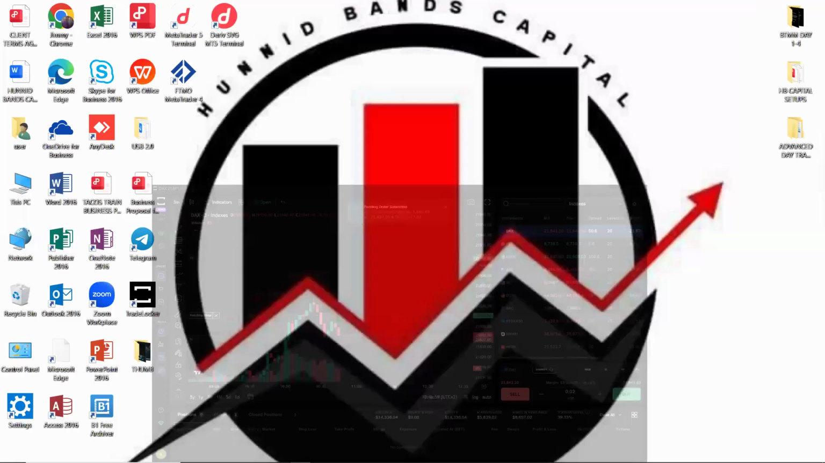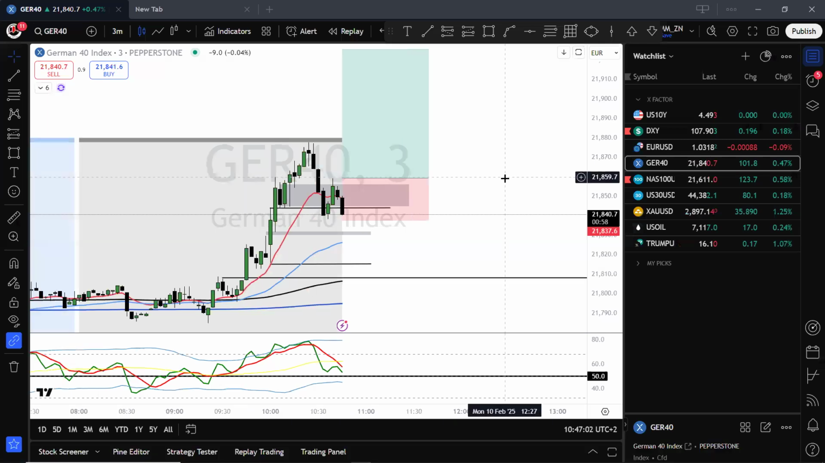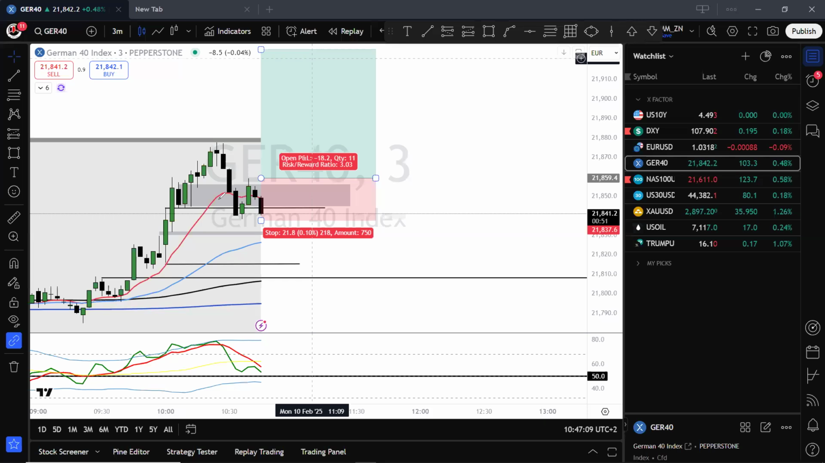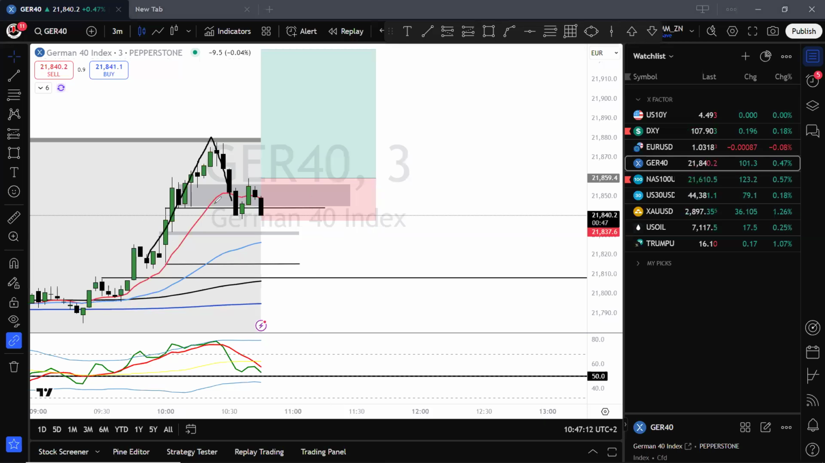Then I'll let you know when the setup becomes valid and what I look for to say, okay, this entry is now invalid. So this buy stop is based off this particular pattern forming here, an order block, the open session high, and this particular low and this high. So this was the stop loss. This is the buy stop.